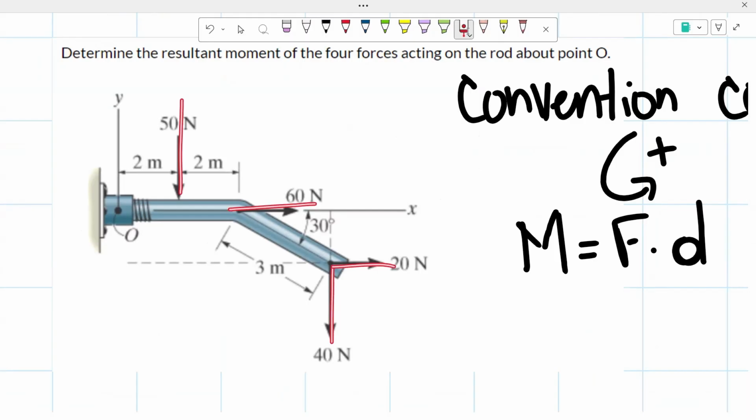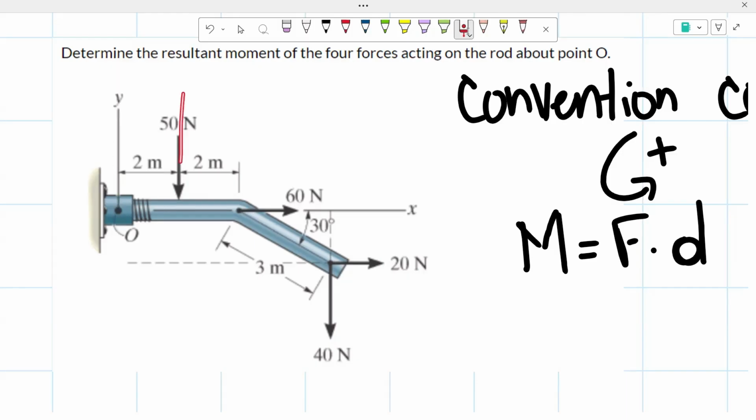And as you could see, we have some vertical forces, the 50 newtons and the 40 newtons. And then we have some horizontal forces, which is the 60 newtons and the 20 newtons. Now, for our vertical forces, what we have to do to determine the moment around that point O is we have to take our vertical forces and we have to shift them so that they align to this y-axis where point O is sitting on.